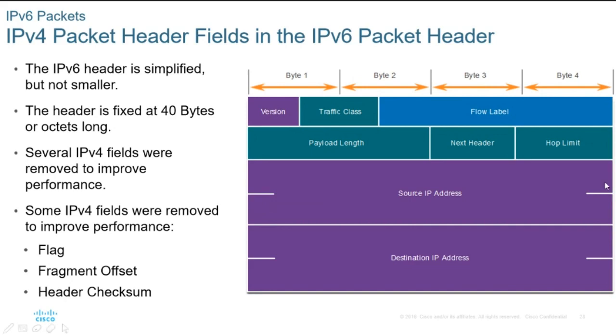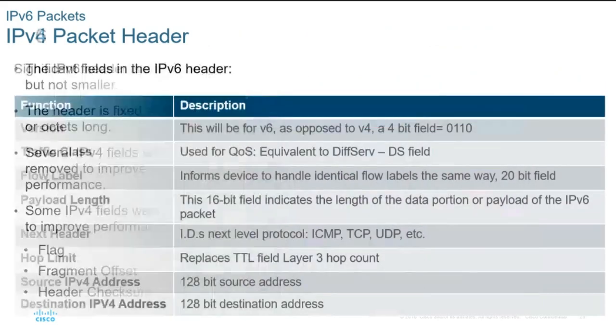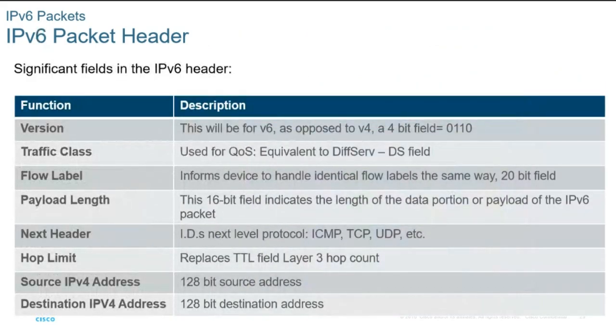Yan. So, ito yung ngayon yung packet header. Mas kakaunti na yung mga fields kumpara dun sa IPv4. So, again, meron din pa rin version, flow label, the payload length, and also nagkaroon ito ng hop limit, and syempre pa rin yung source IP address and destination IP address. Yan. So, ito yung mga significant fields in IPv6 header.